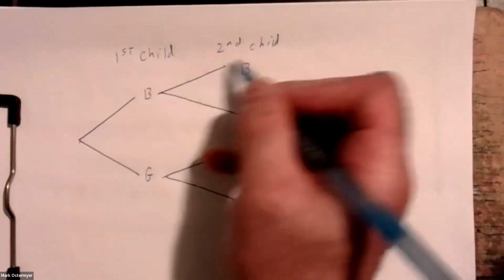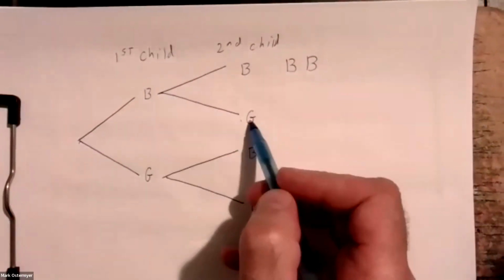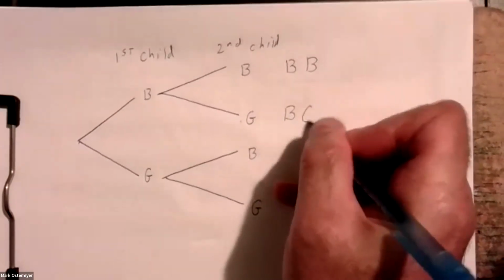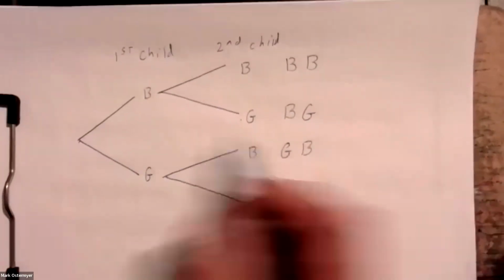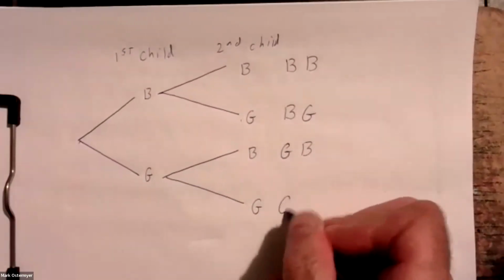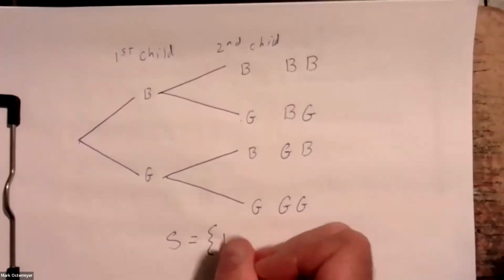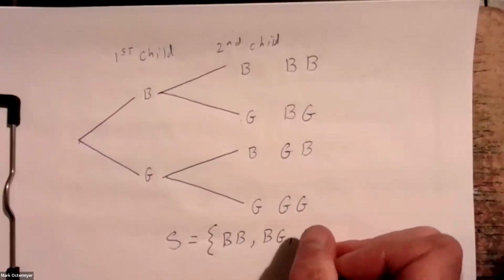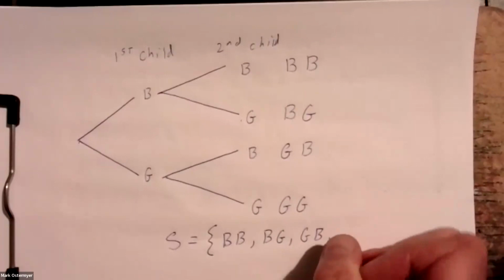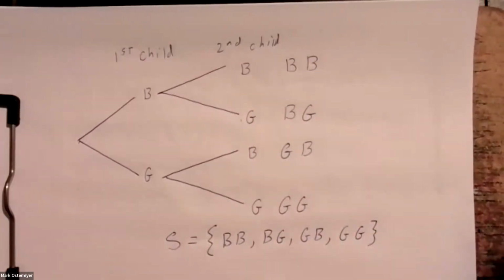We could have a boy and a boy. We could have a boy and a girl. We could have a girl and then a boy. Or we could have a girl and a girl. So the sample space would consist of 4 possible outcomes: boy, boy, or a boy then a girl, or a girl and then a boy, or a girl and then a girl. So that would be the sample space, 4 outcomes.